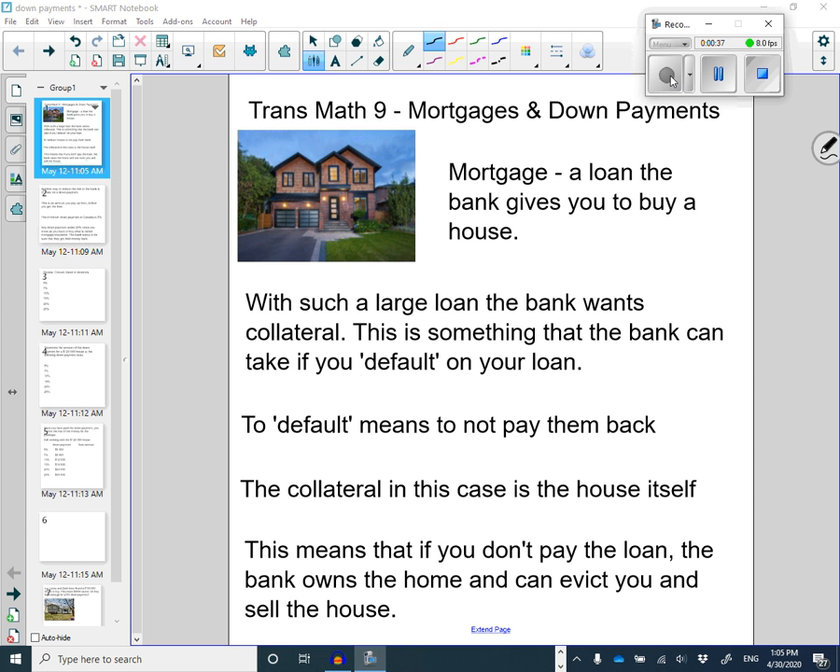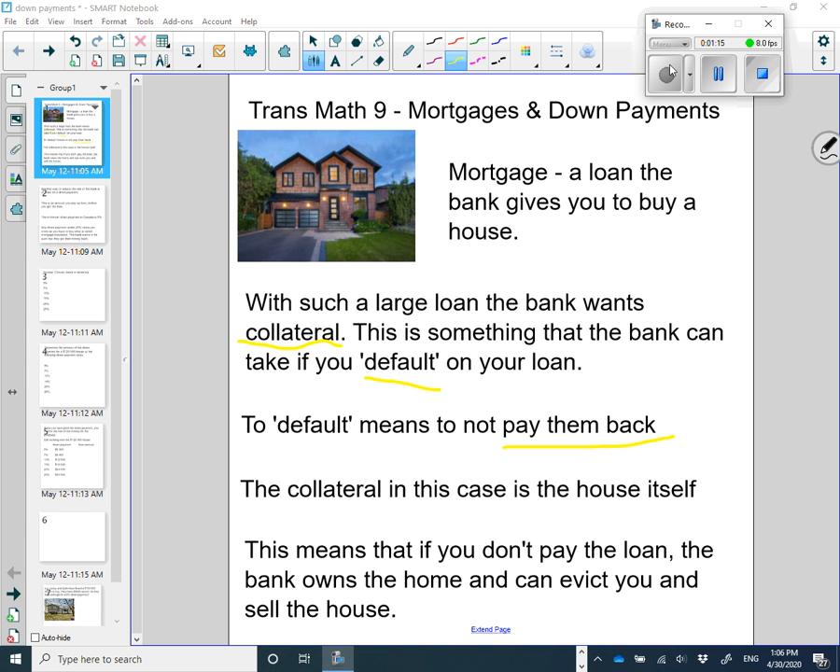So with such a large loan, the bank wants what we call collateral. Collateral, there's the word. And this is something that the bank can take if you default on the loan. So to default on the loan means to not pay them back. So for example, you get a mortgage loan, you make some payments, and then after a while, for whatever reason, you stop making payments. So what that means is that the bank can, what's called foreclose, the bank can take over your home because you don't technically own it. The bank owns it until you've paid off the loan. So the collateral in this case is the house itself.